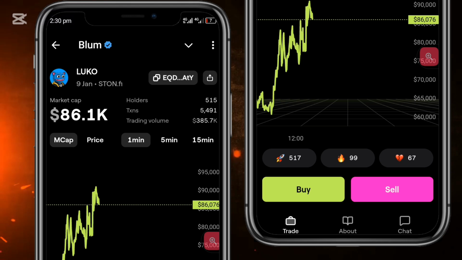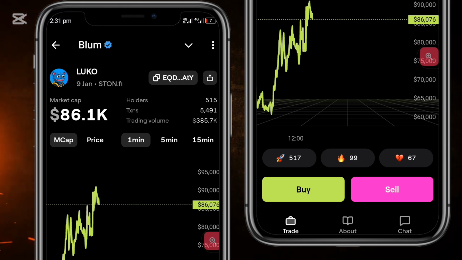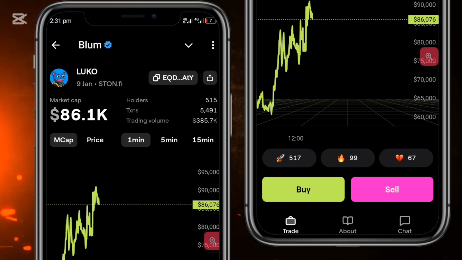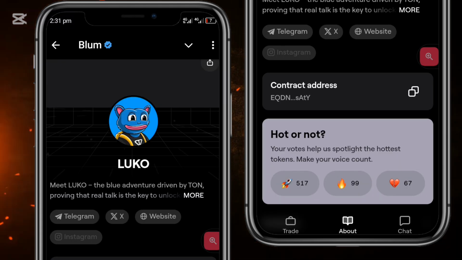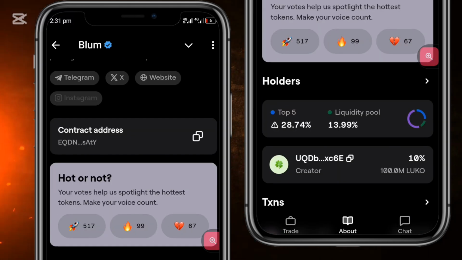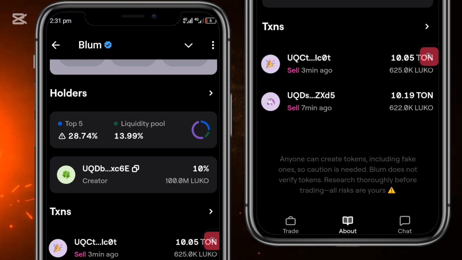It's very simple, but in as much as it is very simple, it is also very risky, because there are thousands of fake coins that are being created on the Blum Memepad. So let me show you something right here. There's something very important I want to show you, so that you will know that trading on the Blum Memepad is at your own risk. Okay, now you can see something right here.